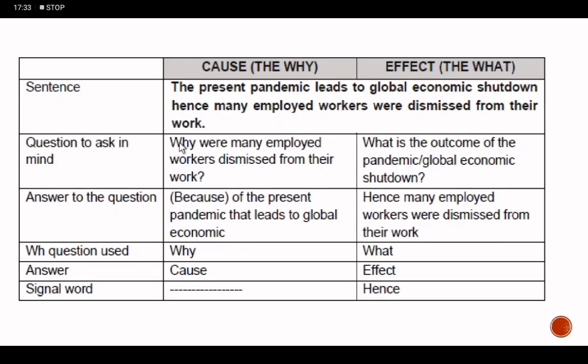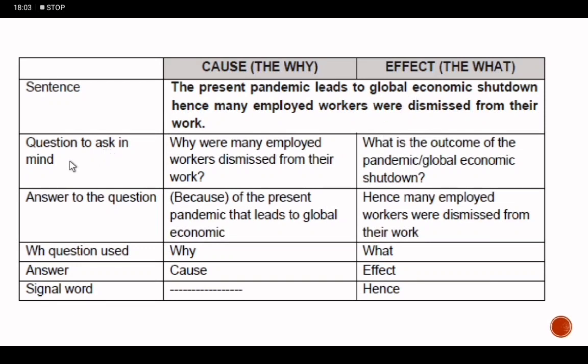So here's an example. The present pandemic leads to global economic shutdown. Hence, many employed workers were dismissed from their work. Question to ask in mind. 2 questions. First, the why. Why were many employed workers dismissed from their work? Answer to that question: because of the present pandemic that leads to global economic shutdown.